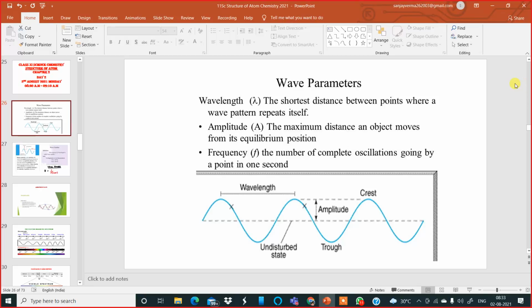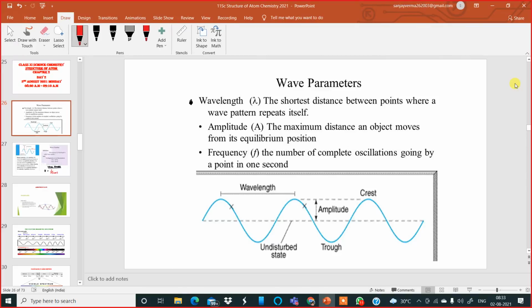The first wave parameter which you see on your screen is called wavelength. The symbol by which it is represented is lambda, and it is defined as the shortest distance between points where a wave pattern repeats itself. If there is a wave pattern like this, either this way or this way, that becomes the wavelength over here.